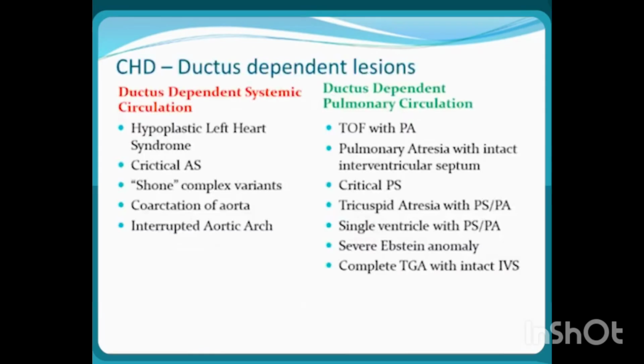So what are the ductus dependent lesions? Ductus dependent systemic circulation: hypoplastic left heart syndrome, critical AS, Shone complex variants, coarctation of aorta, interrupted aortic arch. These are the situations where the duct is required for the systemic circulation. And ductus dependent pulmonary circulation: TOF with pulmonary atresia, intact ventricular septum, critical PS, tricuspid atresia with critical PS, single ventricle with critical PS or pulmonary atresia situation, severe Ebstein anomaly where there is functional pulmonary atresia. These are the ductus dependent lesions where you have to give prostaglandin as soon as possible to sustain life.